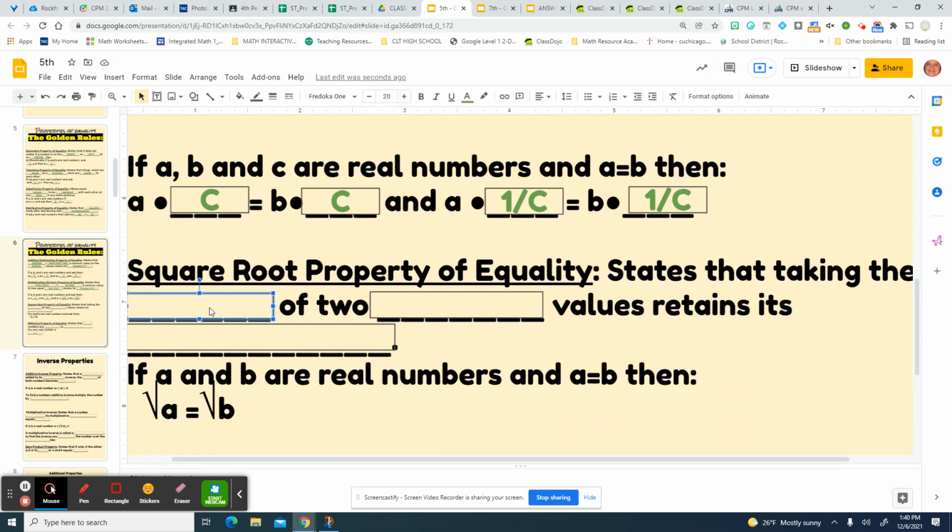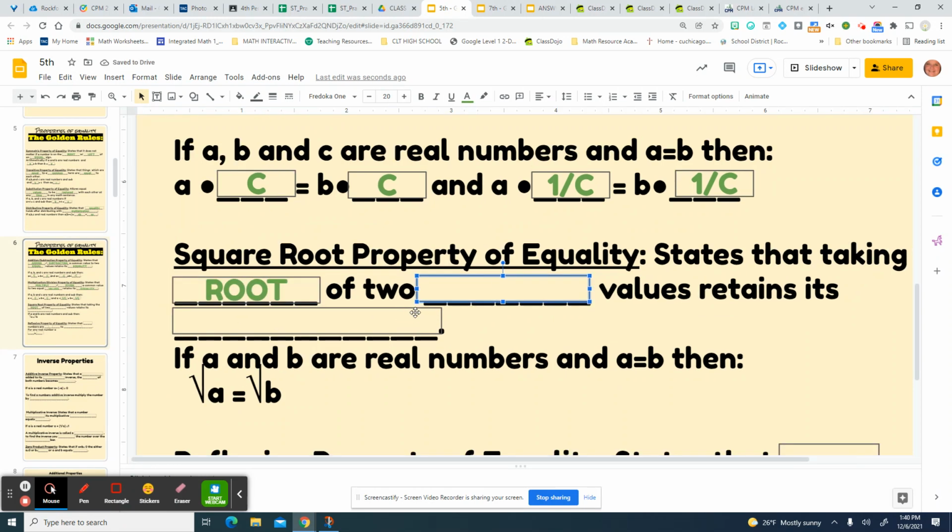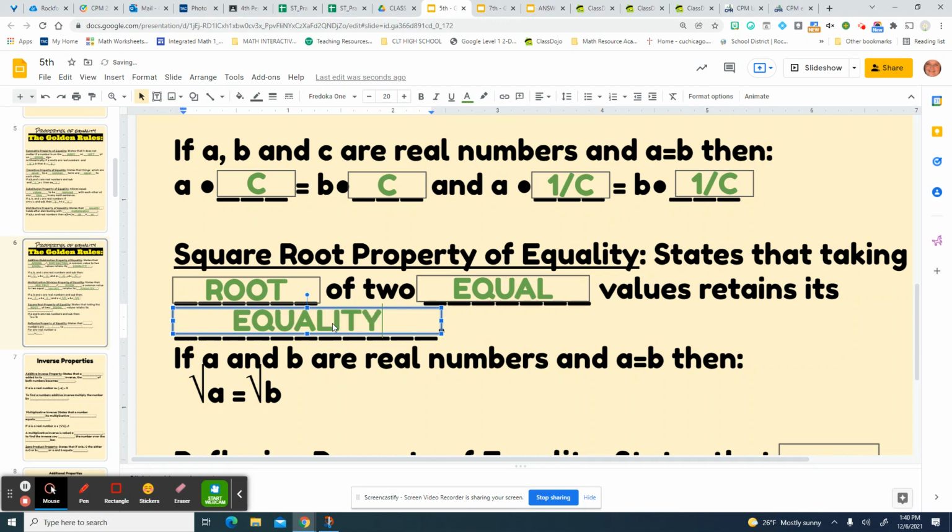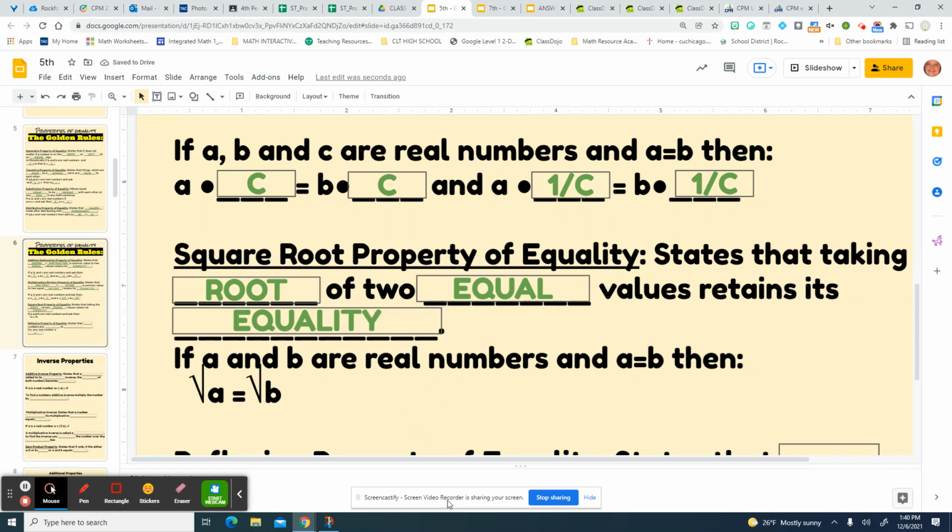Okay, square root property of equality states that taking the root of two equal values retains its equality. So if A and B are real numbers and A equals B, then the square root of A must equal the square root of B. So when you use this when solving an equation, you pretty much have to get down where you have one term equal to another term.